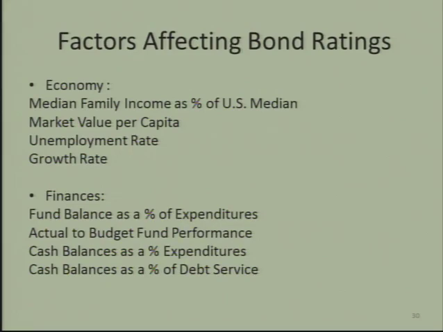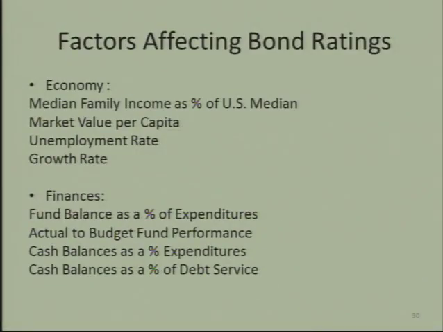When they look at fund balance now, fund balance represents 25% of the total weighting. A significant portion of the weighting is really on the economy, finances, as well as management of the city. When they look at finances, they're looking at fund balance as a percent of expenditures, actual to budget fund performance, did we do better or worse and why, cash balances as a percent of expenditures and as a percent of debt service. From a management side, there's operating history, what we've done in the past, revenue and expense assumptions for the city, budget amendments and updates, long-term financial planning, and long-term capital planning, which are really significant in how rating agencies look at the city and give us a bond rating.